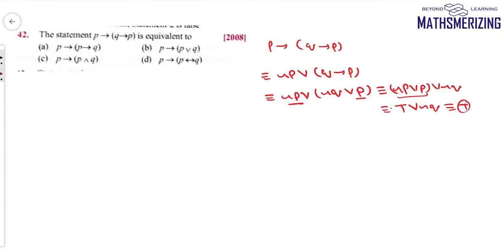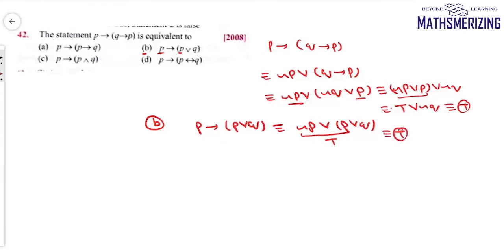Now, out of these four statements, which one is likely to be a tautology? I know that it will be not P or P, so I think it should be a tautology. So I'll look at option number B, which is P implies P or Q, which is equivalent to not P or P or Q, and not P or P is simply true, and true or Q is simply true. So again, it is a tautology. So that means this statement is equivalent to option number B.